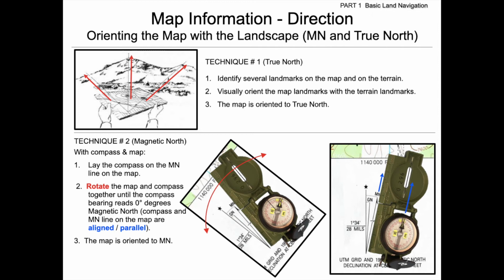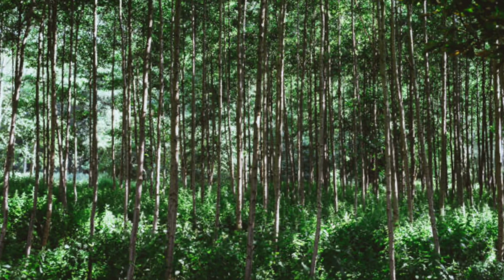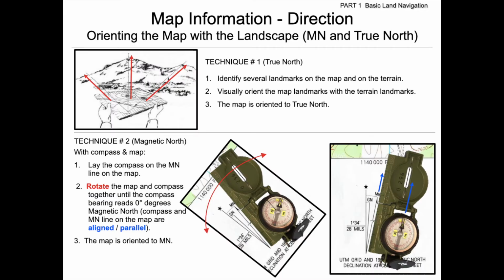Identify several landmarks on your map and on the terrain, which, by the way, may be super hard, and you might not be able to do that, okay? Imagine standing in the middle of the woods. You can't see anything around you. There's no landmarks, just a bunch of trees.